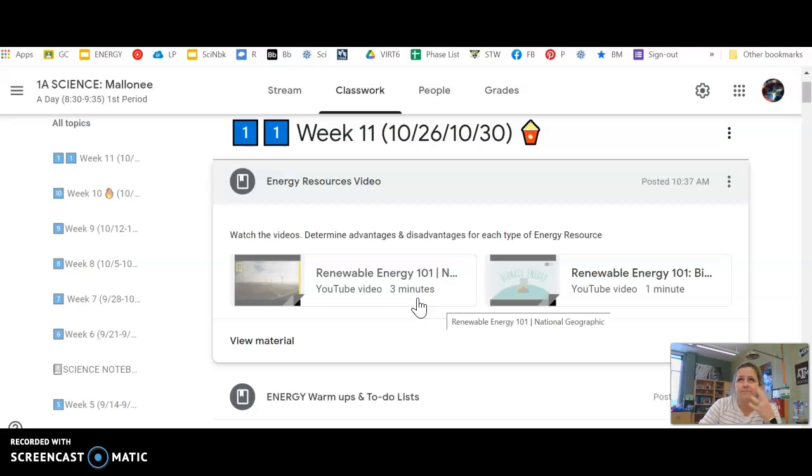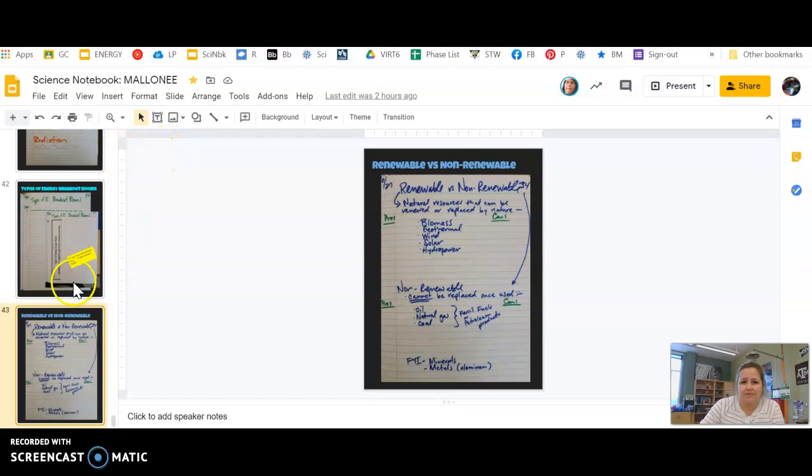So, like coal. We burn coal. So there's stored chemical energy in the coal resource. Okay? So watch these 2 videos. And then in the science notebook, we took down these notes, just a little bit on paper about anything renewable versus non-renewable.